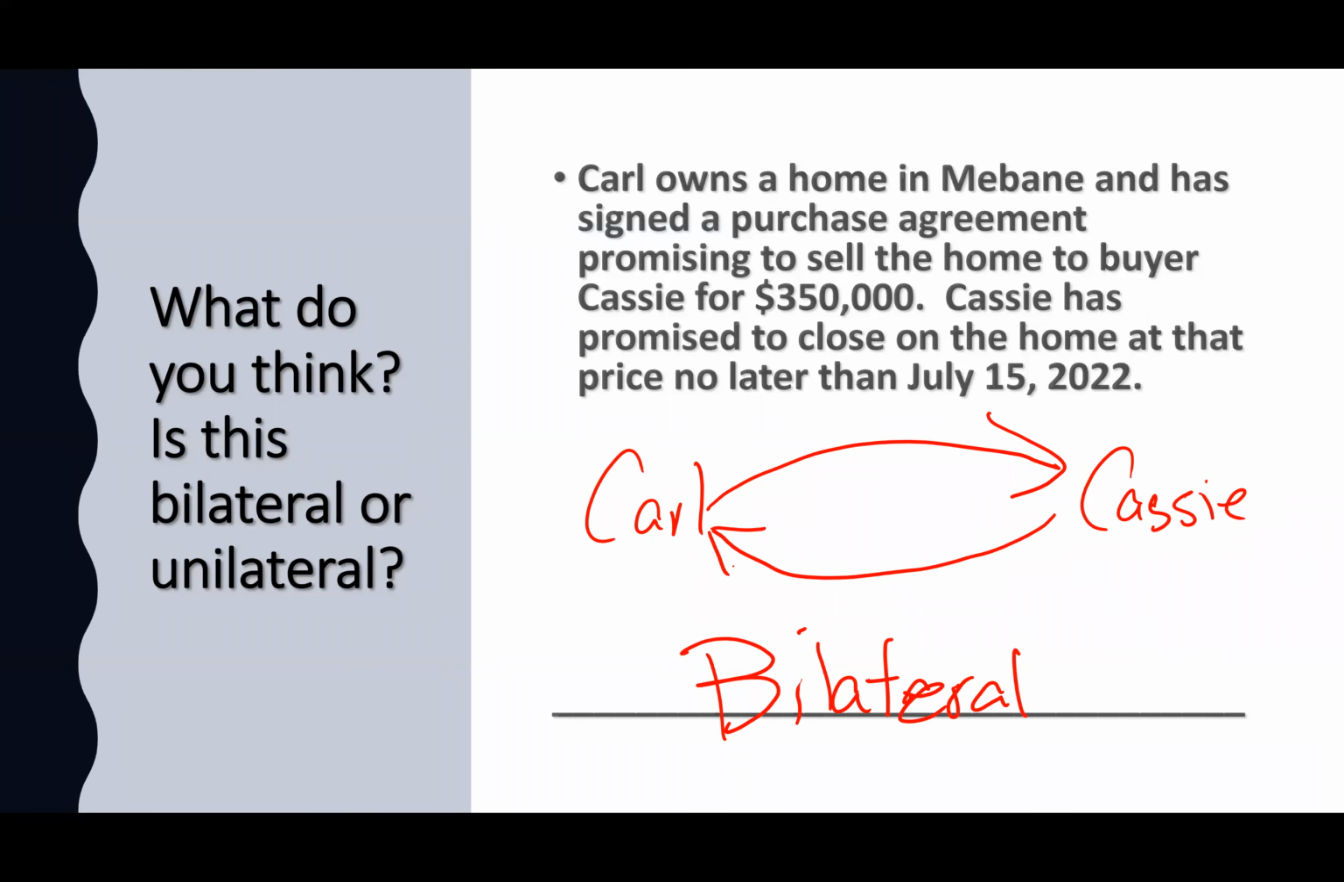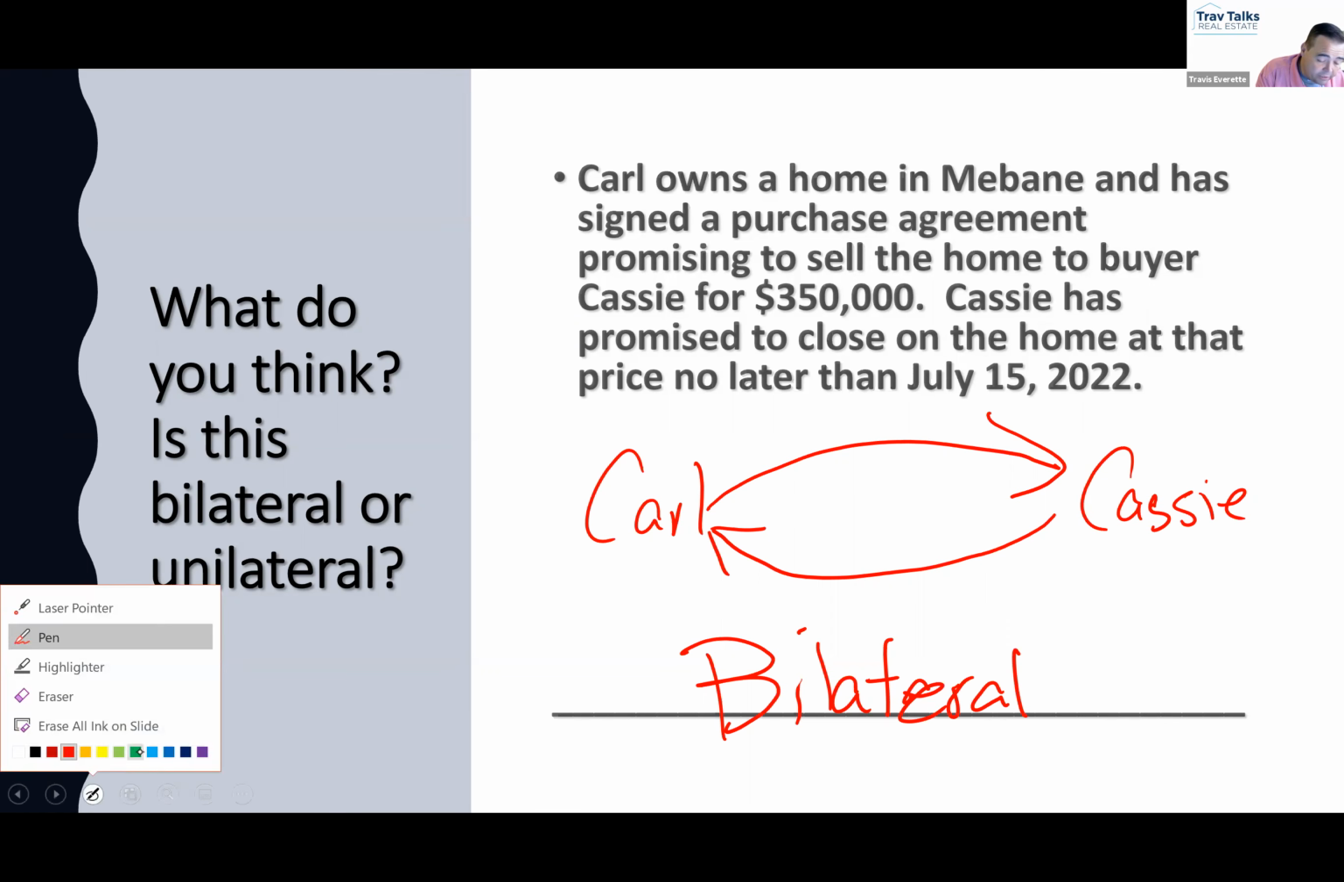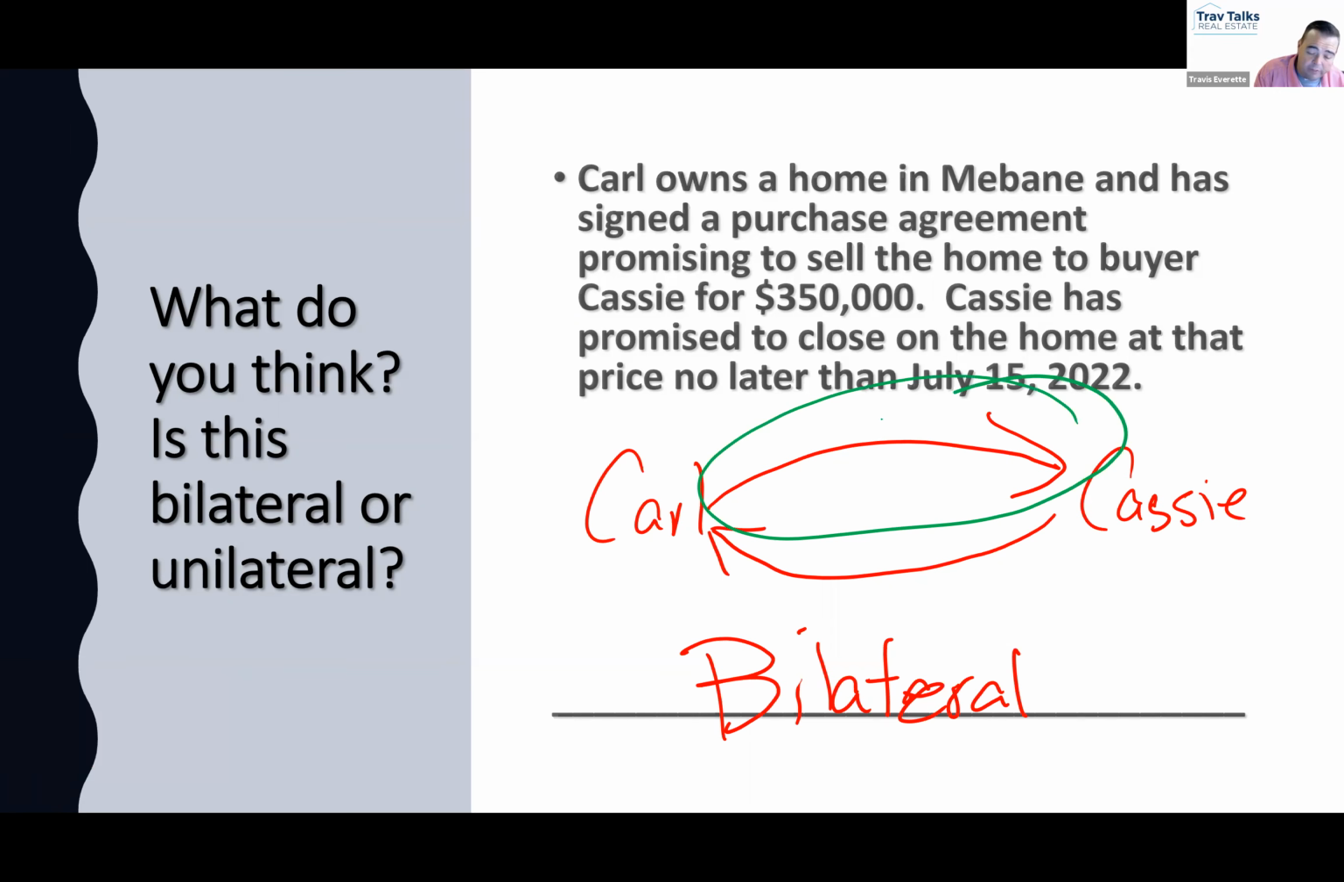If Carl doesn't show up for closing, can Cassie sue him? Yes, because here's what happens. If Carl doesn't show up for closing, Cassie's going to sue him saying, you broke this promise right here. Does that make sense for everybody?